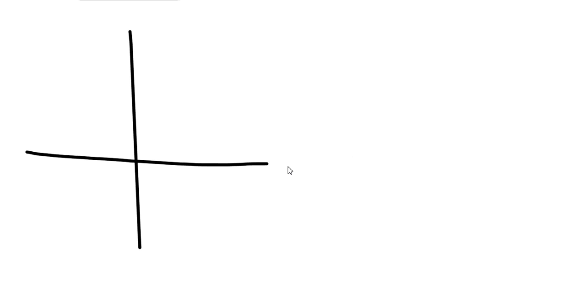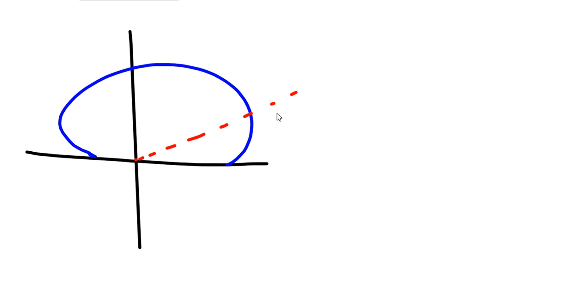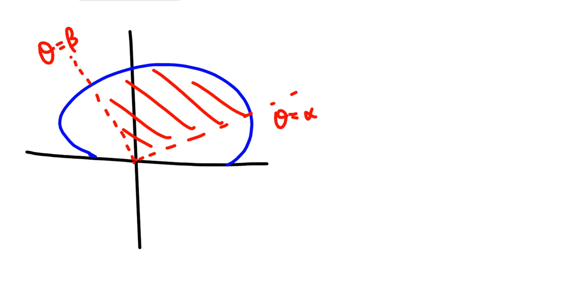So the main idea here is that you have some polar curve. Maybe it looks like this, and you're looking at the area from theta equals alpha to theta equals beta, and you're trying to find this area for some curve r. It's a function of theta. How the heck do we do that?